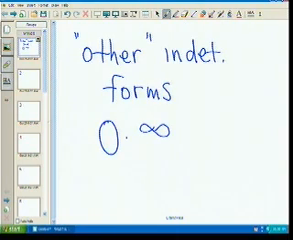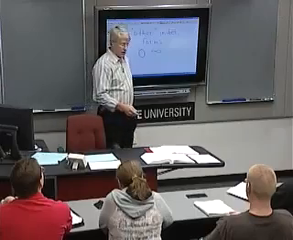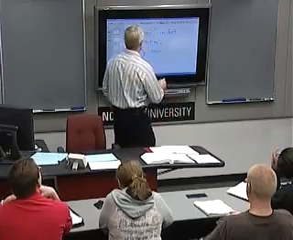And we had one brief example, one quick example. I said, what do you want 0 times infinity to be? 17. We got a pretty simple problem where the answer was 17. They're not all going to be that simple.